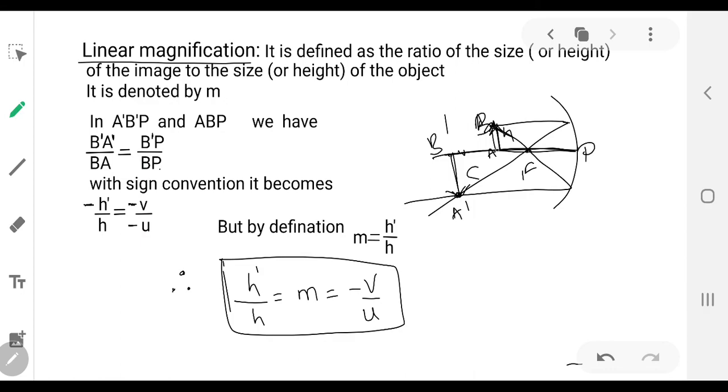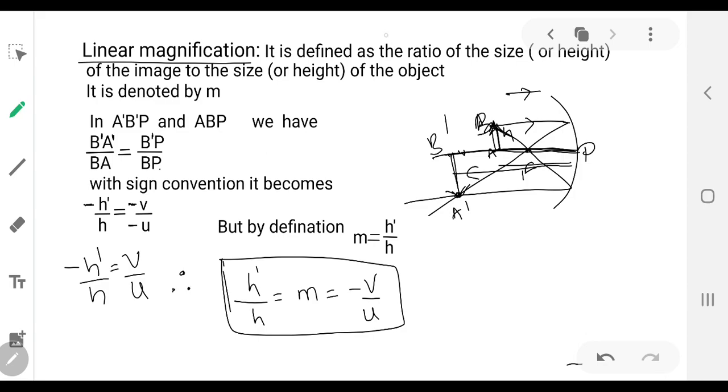BP, from object to the pole, is the object distance. By sign convention, as we are measuring from the pole to the object, from the pole to the image, both are opposite to the direction of the incident ray. Both we have to take negative. So minus V by minus U. Minus gets cancelled. We are getting minus H dash by H is equal to V by U.